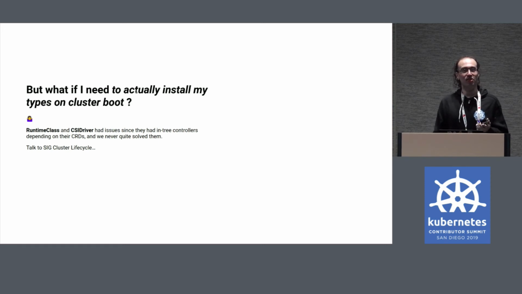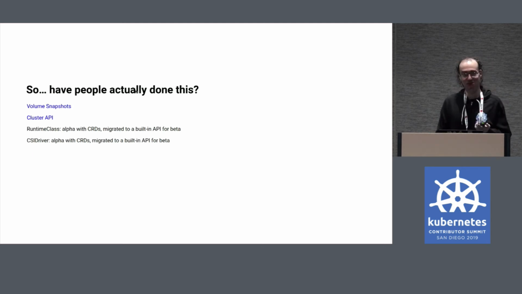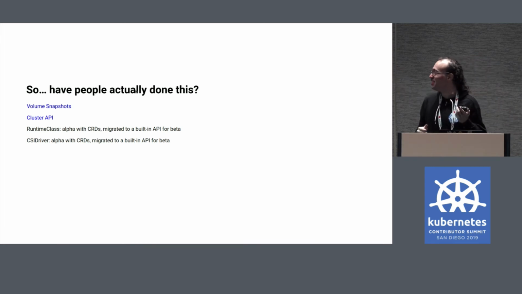So some of it is solved. The main cases that I know have been solved by the alpha versions were CRDs, and then when we moved to beta, we moved to a built-in API because we weren't quite sure how our users were going to deal with it. So your comment was really good timing because I'm just about to talk about it.